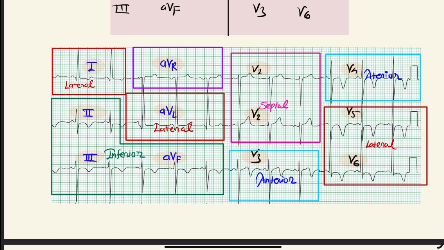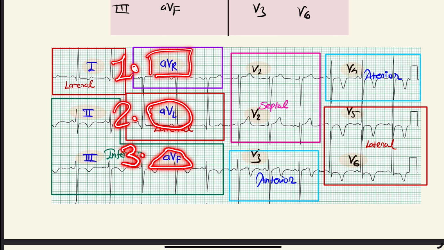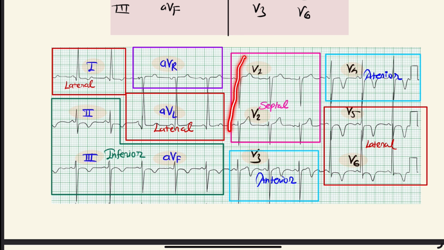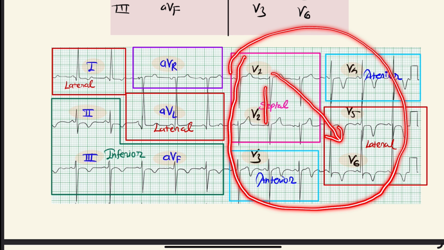Here is an easy way to remember this arrangement. Think about hand dominance. Most people are right-handed, fewer are left-handed and even fewer use their feet to write. Similarly, AVR is at the top, AVL is just below it and AVF is at the bottom. Leads V1 to V6 follow this sequence in an orderly manner.